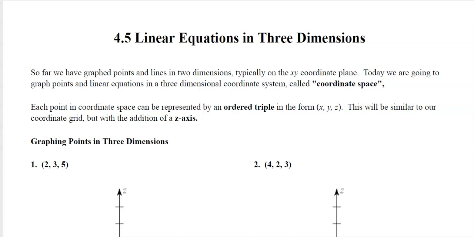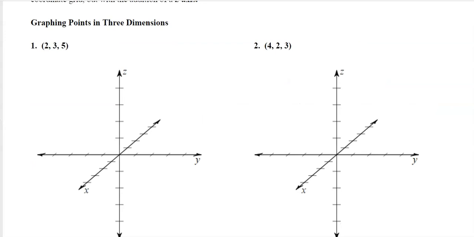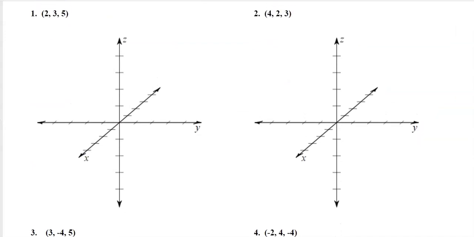Each point in coordinate space can be represented by an ordered triple in the form of x, y, and now we're going to add z to the end. This will be similar to our coordinate grid, but with the addition of the z-axis. So I had the computer draw the grids on here in 3 dimensions. And typically, this is the way that it goes. You can rotate this around and set these up a little bit differently.